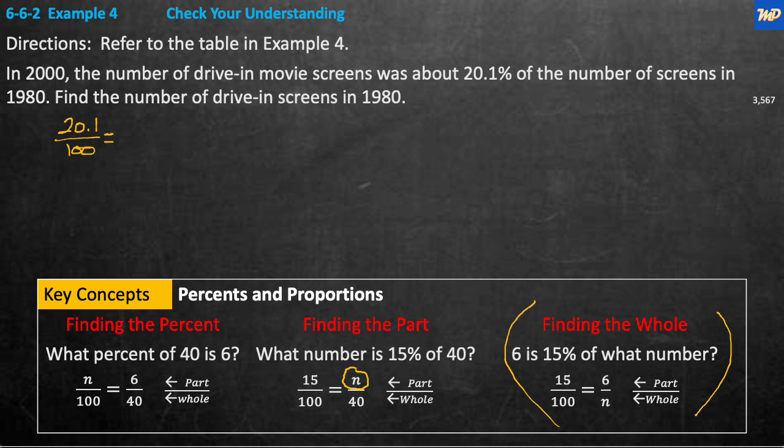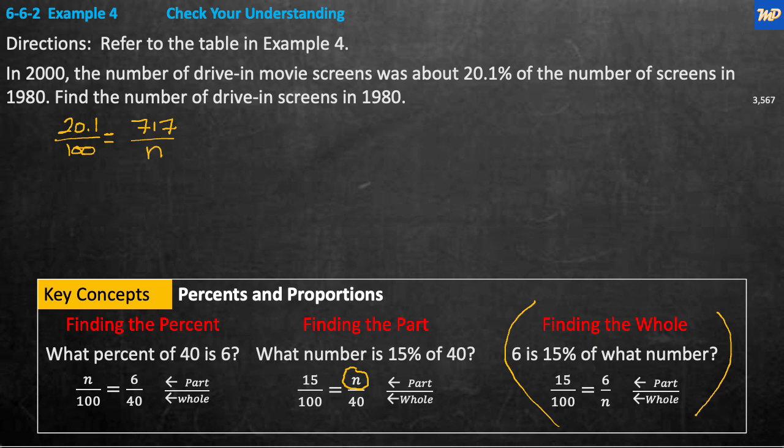Now, the other thing says that 20% is what? Of the number of screens back in 1980. So that means it's the number that we know, which is the 20.1%, that's the 717, over n, the number of screens we don't know. The total number of screens was this n number, and now today there are fewer screens because we see the percentage. The number that we used to have is now 20% of the number we used to have. Okay, so now we're going to solve this.